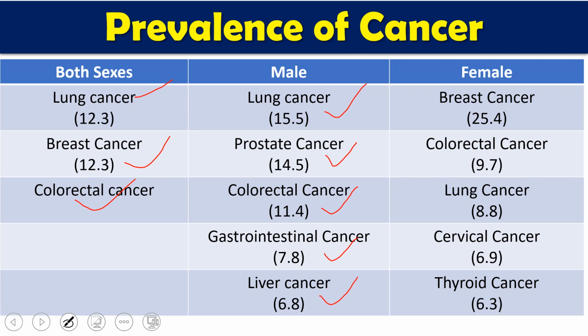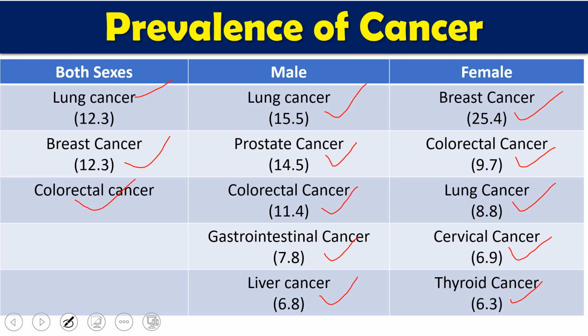When we talk about females, breast cancer contributes roughly one quarter; the prevalence rate is around 25%. Colorectal cancer is 9.7%. The third leading cause in females is lung cancer. Cervical cancer, cancer of the cervix, is 6.9%. Fourth is cervical cancer, and the fifth one is thyroid cancer. So the prevalence rate varies according to gender.